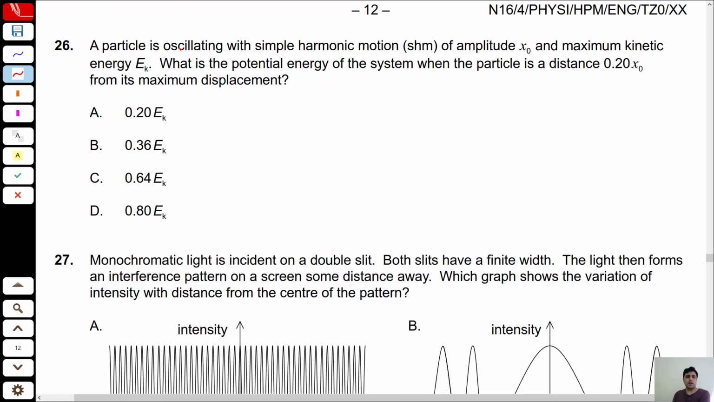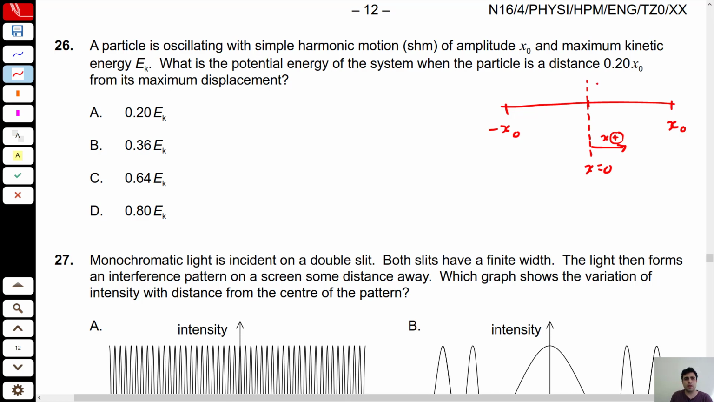A particle is oscillating with simple harmonic motion (SHM) of amplitude x0 and maximum kinetic energy EK. What is the potential energy of the system when the particle is at this distance from its maximum displacement? Okay, let's draw a diagram here. Call this the equilibrium mean position where the displacement is 0, and call these the amplitude where the displacement is maximum. Maybe let this be the positive displacement, and the other one will be the negative.